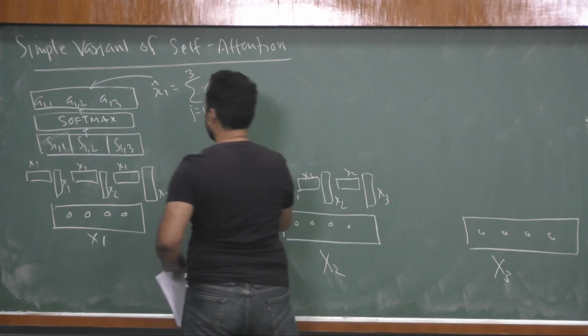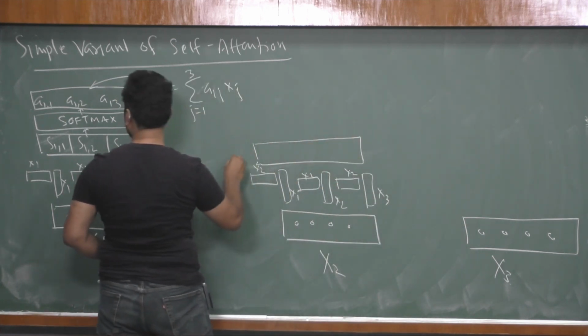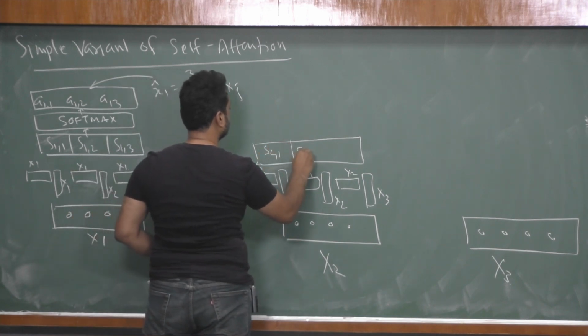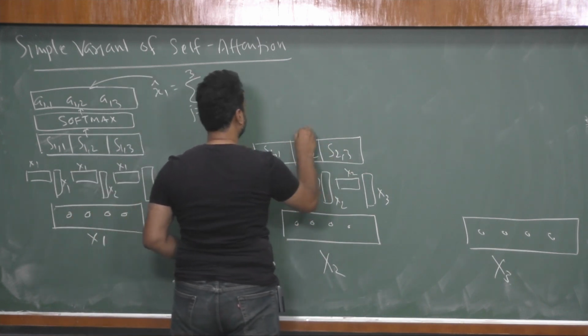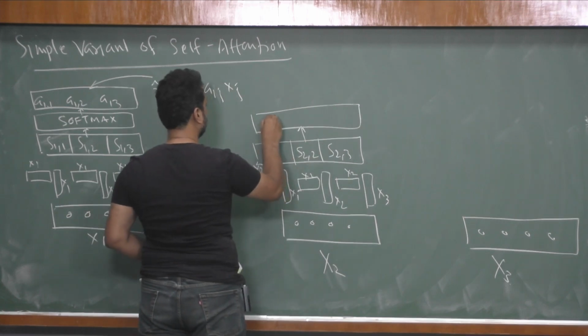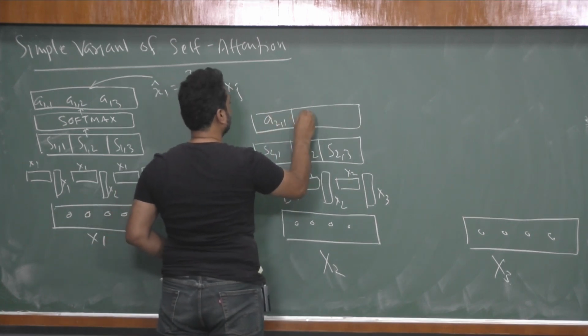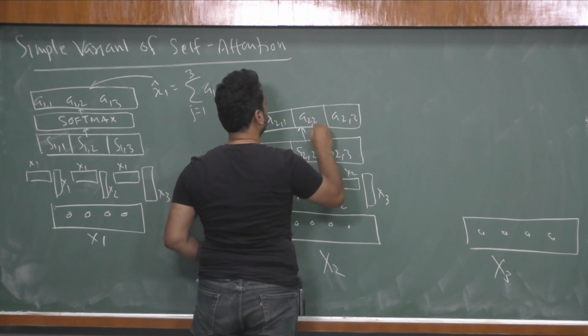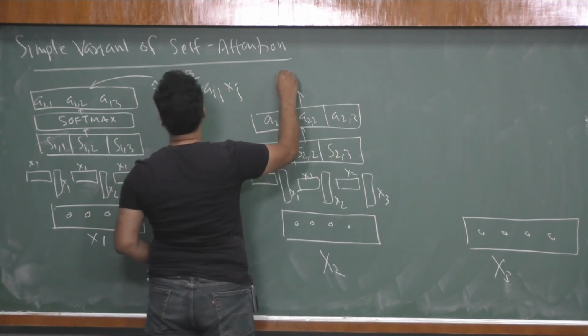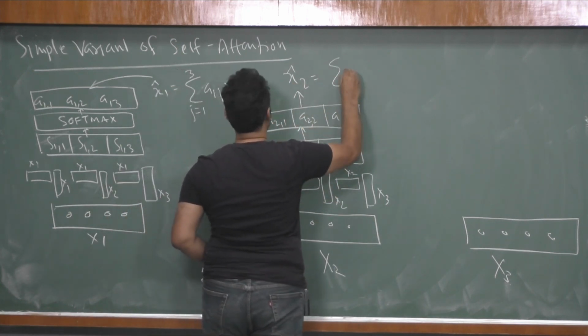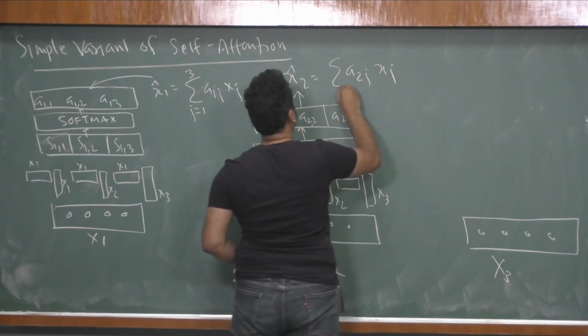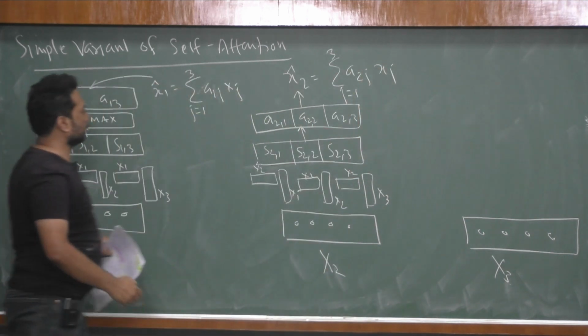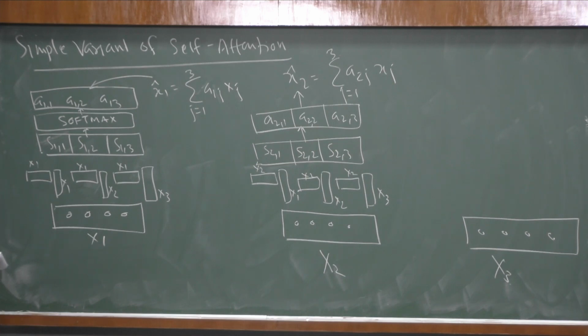Okay, and in the same way I can proceed. In this case I have s21, s22, and s23, and this gives me attention weights a21, a22, and a23. From there I can again compute x hat 2, which is the sum of a2j xj, j equal 1 to 3. Okay, so this is a very basic idea of how we can create a simple version of self-attention. Now we will try to extend this idea further.